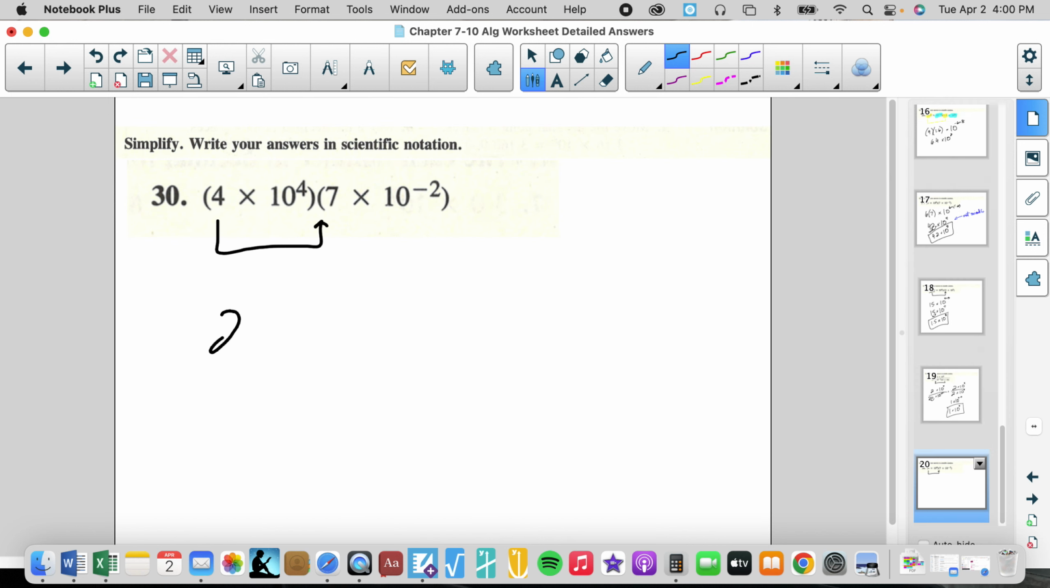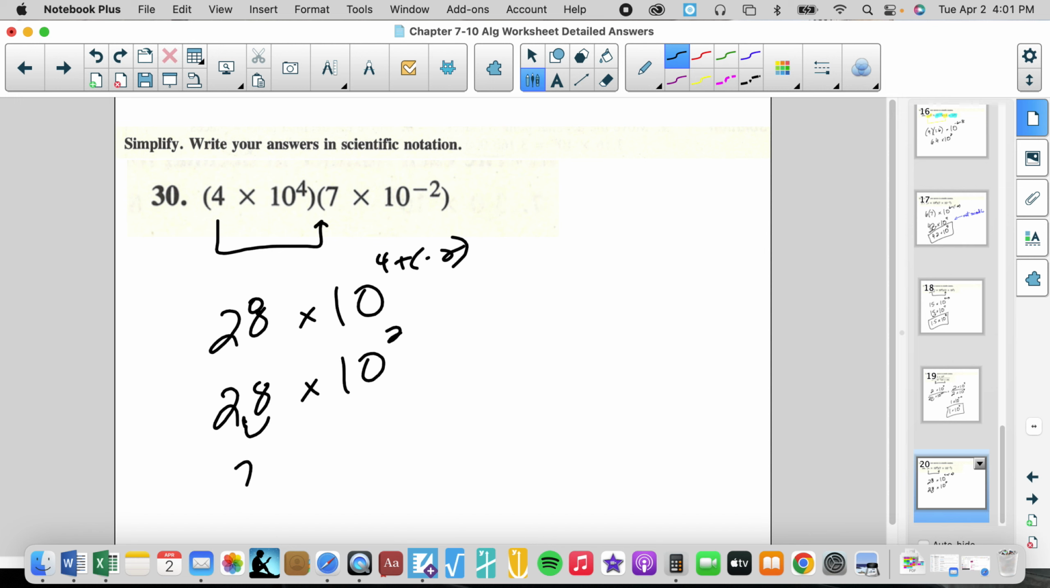We get 28 times 10 to the 4 plus -2. 28 times 10 to the 2nd. Move it one place, 2.8 times 10 to the 3rd.